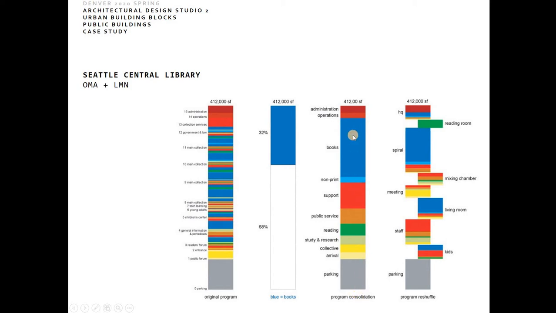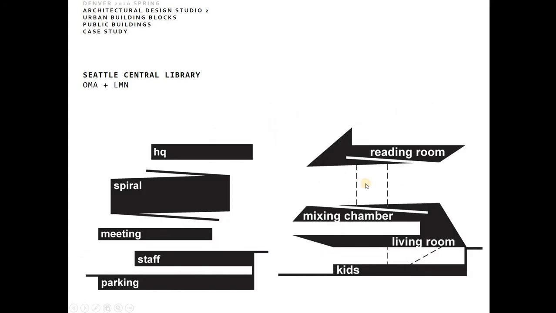And the program consolidation: what should meet together, what next to each other, and what work together. And the program reshuffle is a more interesting way how we can move it, how we can make a movement between the different functions, and how we can make a connection, a corridor, or a passage, or an arcade between the different elements. And you can see in the section type, here is also the parking, the staff, the meeting, the spiral, the HQ, the kids, the living room, the mixing chamber, and the reading room.